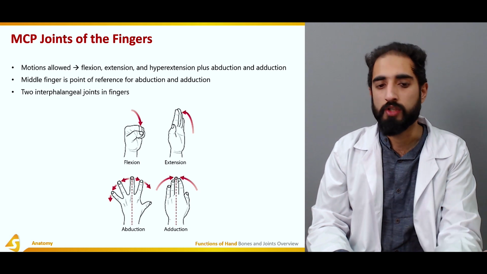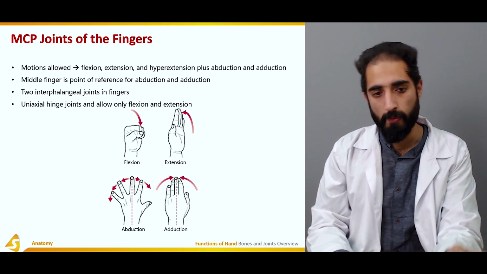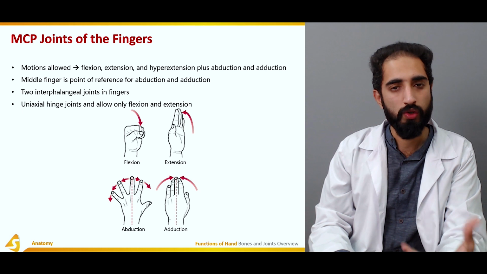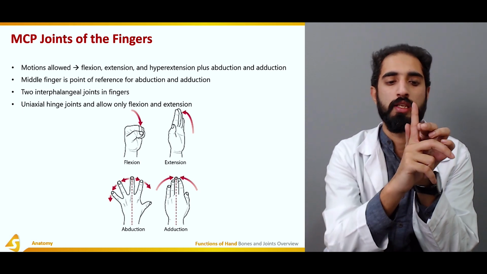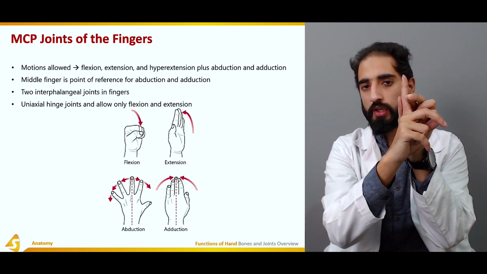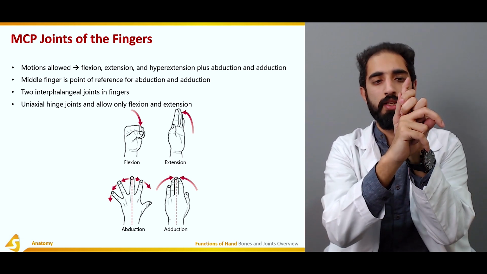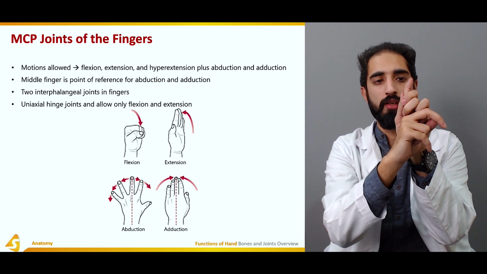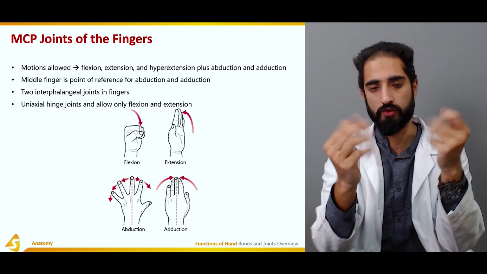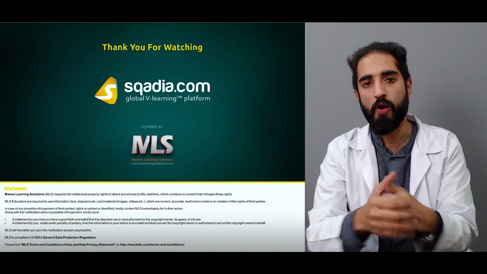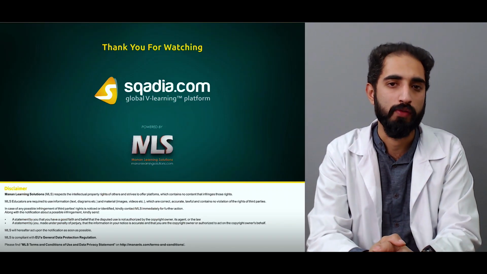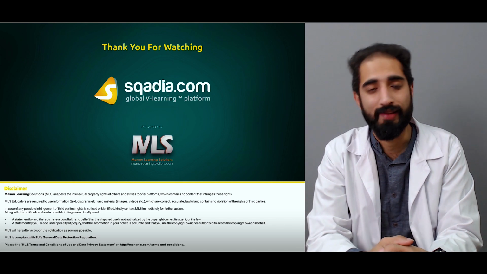And there are 2 interphalangeal joints in each finger. Those interphalangeal joints are uniaxial hinge joints and allow only flexion and extension. For example, this is the movement of the distal interphalangeal joint, the flexion and extension of the distal interphalangeal joint, and that is the only movement possible at the interphalangeal joints. So that was all about the joints and the bony framework of the wrist and hand and its significance.